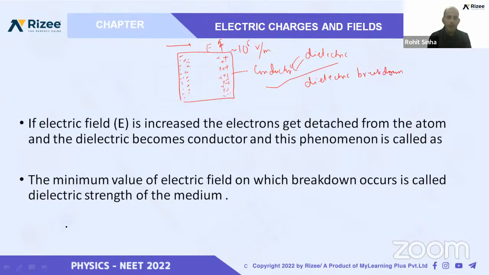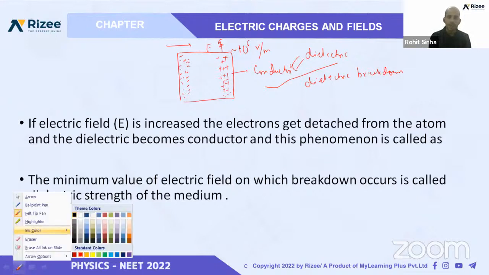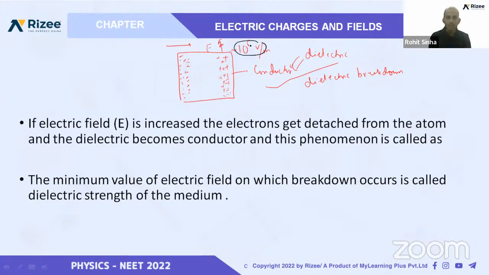And the minimum value of electric field after which this phenomenon occurs is called the electric field strength of a dielectric breakdown, or we say dielectric strength. When we say dielectric strength, it means the minimum value of electric field after which dielectric breakdown occurs.